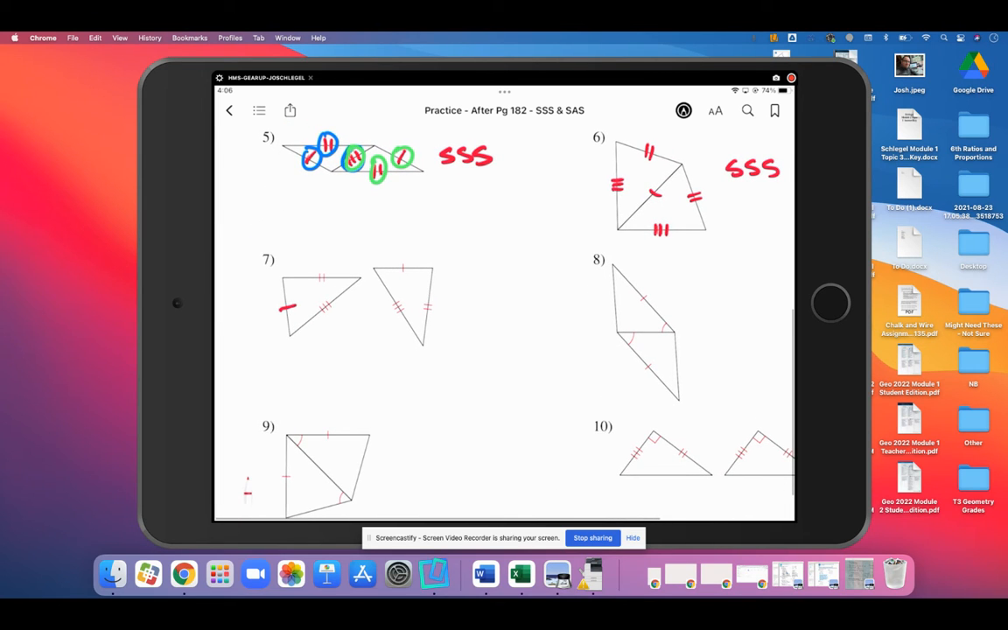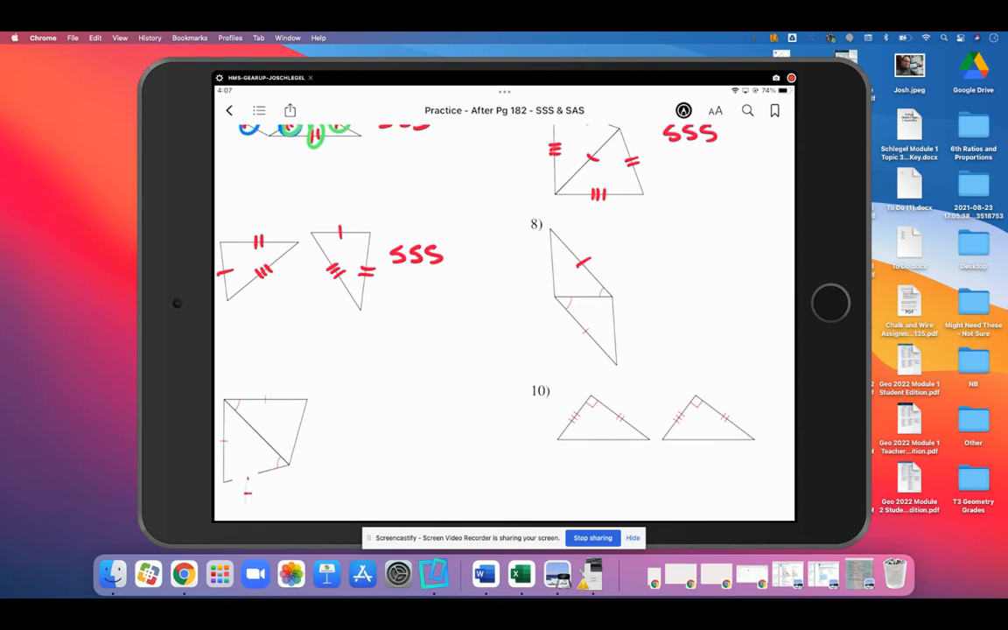Number 7, side number 1 is congruent to side number 1. Side number 2 is congruent to side number 2. Side number 3 is congruent to side number 3. So all 3 sides of the triangles are congruent to each other. They're corresponding parts. And so we do have side, side, side.